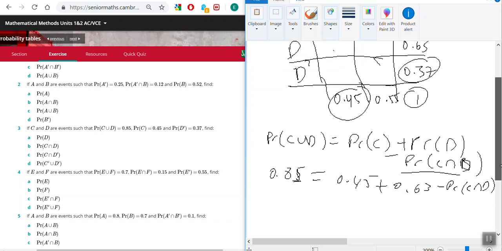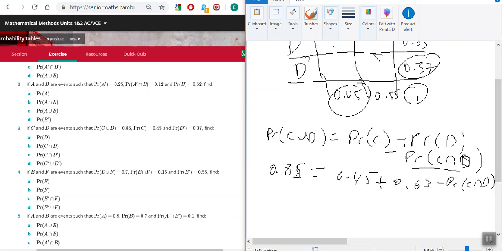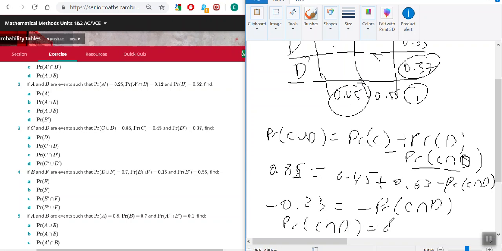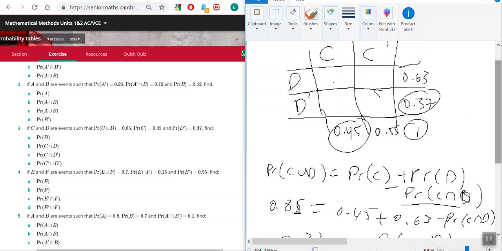In order to work that out, I just need to simplify and solve for the probability of C intersection D. So I subtract 0.45 from 0.85, I should get 0.4, and I subtract 0.63 from 0.4, so I get negative 0.23 on this side, equals negative probability of C intersection D. Now, if I multiply both sides by a negative number, I get the probability of C intersection D equals positive 0.23. That helps us, because I can now put 0.23 here.